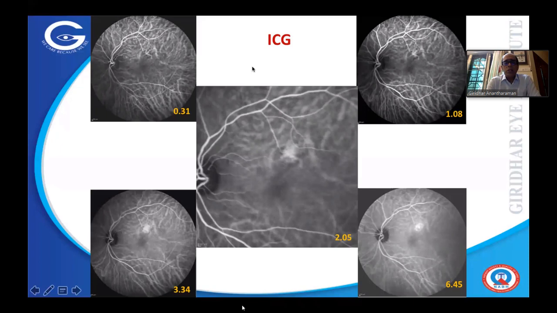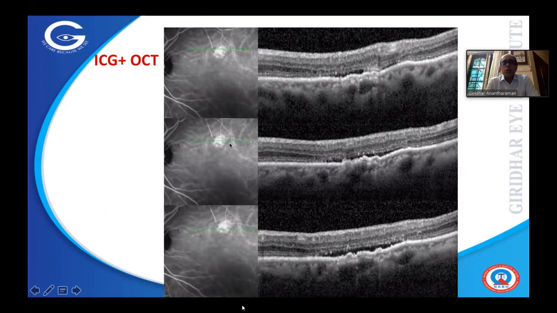Now on ICG, what we see is a focal area of hyperfluorescence, especially in the mid phase of the ICG angiogram, or the same focal area may be seen in multiple areas. You understand, you get some dilated choroidal vessels and this focal area, and when you do the OCT through these areas, you can see this irregularity of the retinal pigment epithelium, which we normally see in chronic disease, and this hyperreflective material within the serous macular detachment.